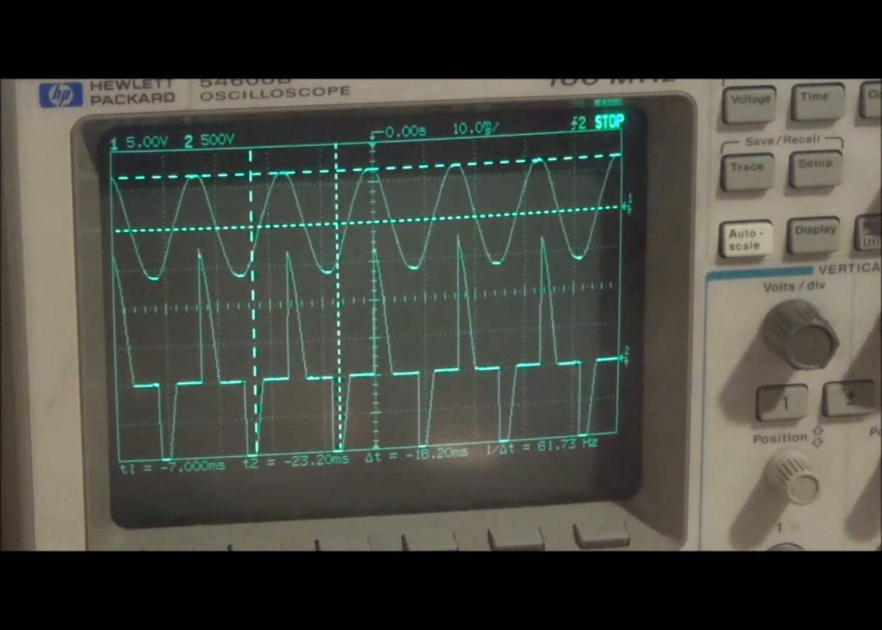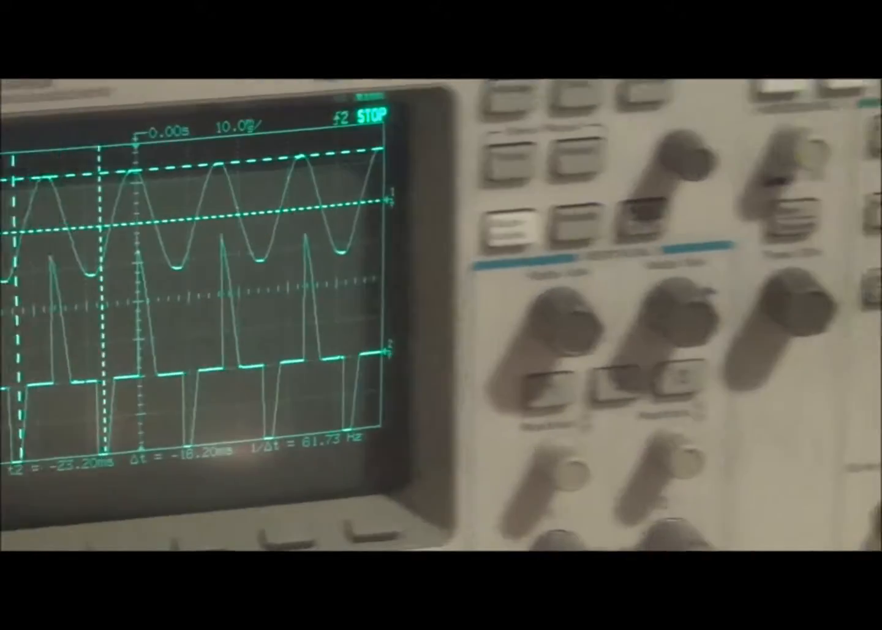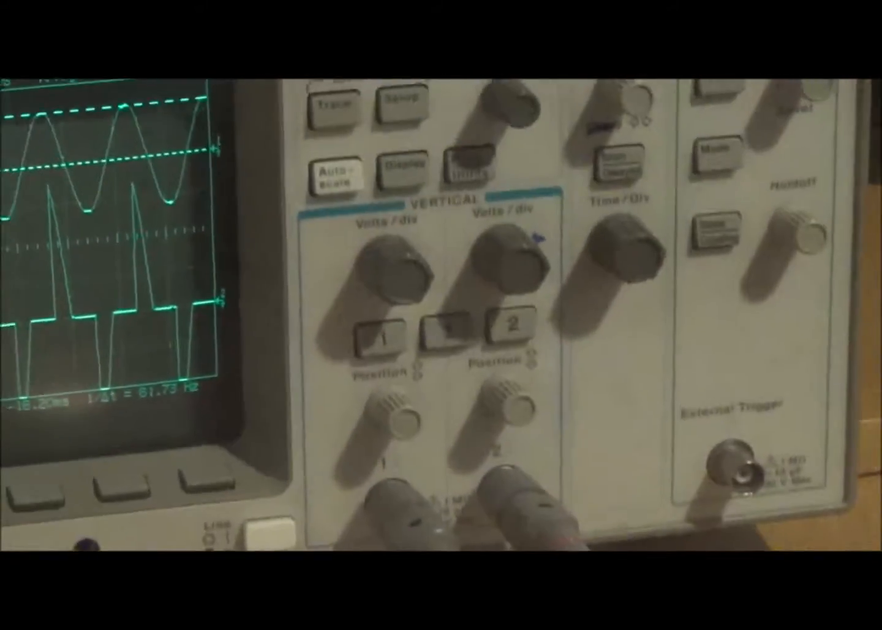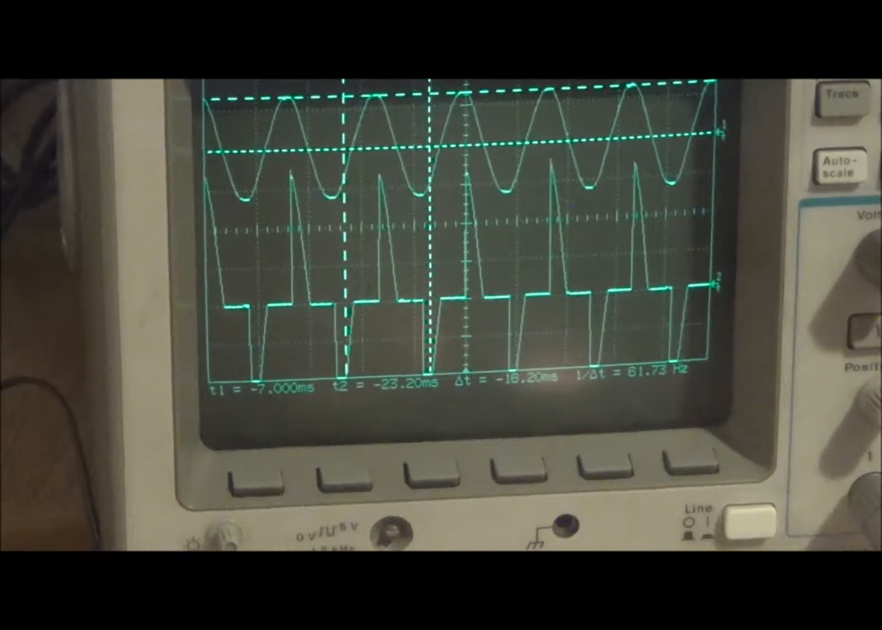As you can see, now it's conducting for a longer duration, and that also reflects in the light intensity. It's much brighter now. So this is how the phase control works. This is how you can limit the power going to an AC load.